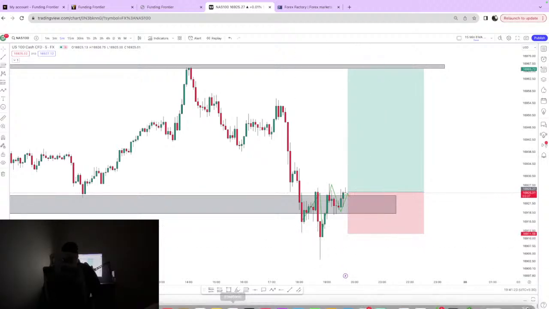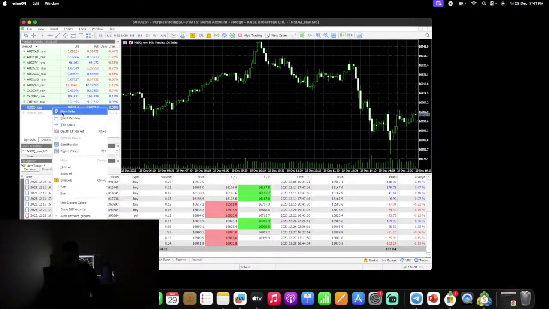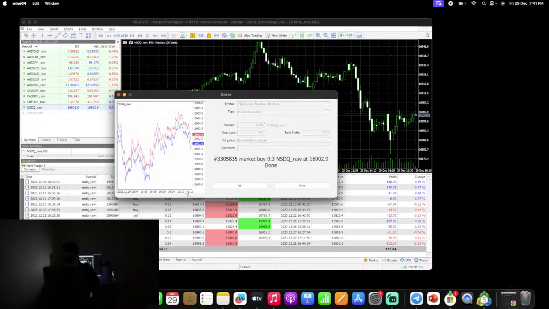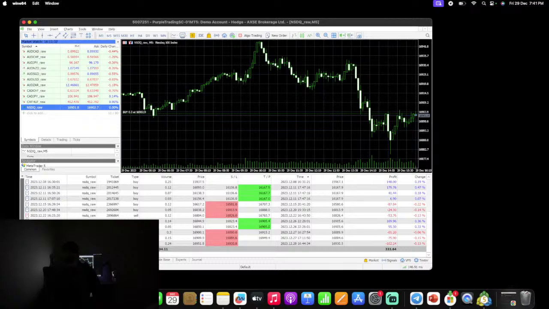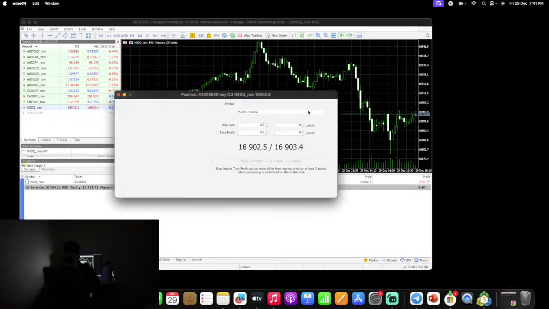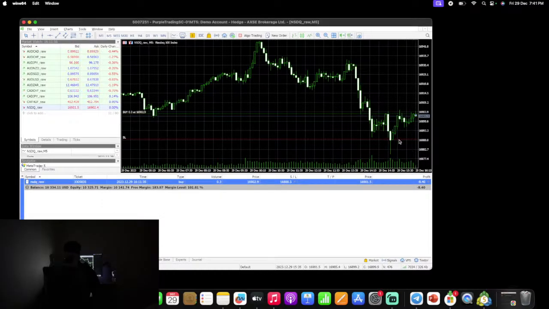keeping a 14 point stop loss. I'll open the position with 0.3 lot. So we have opened the trade with 0.3 lot size. Let's place the stop loss below this 16,888. So this is the stop loss.